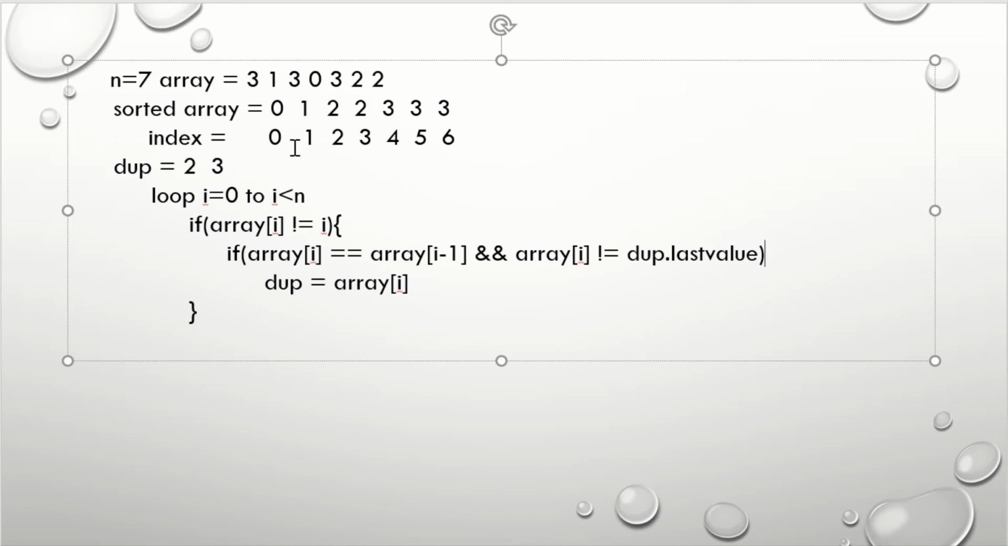Now we'll write the code for this. This would be the algorithm for this. And now we have to check whether, in some cases, there would be no duplicate values. So we have to check whether the array has any duplicate value or not.